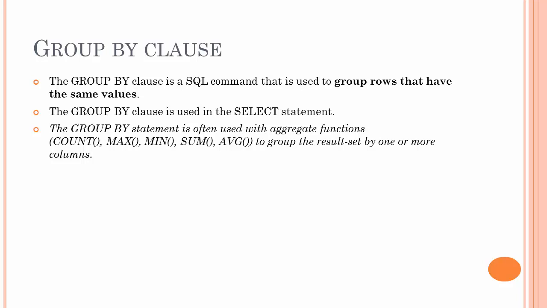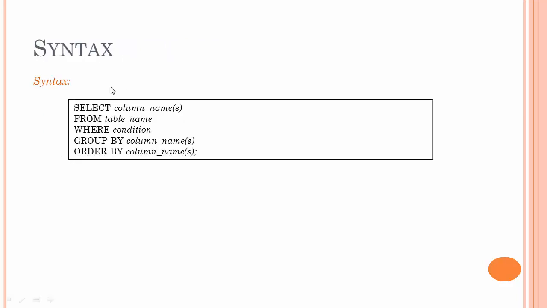So let's see the syntax of group by clause. So here we have syntax of group by clause. Select, then columns name, from, table name, where, condition, then group by, and then columns name, and then order by, columns name. So where clause and order by is an optional part. Where clause and order by we will apply on the basis of requirement.